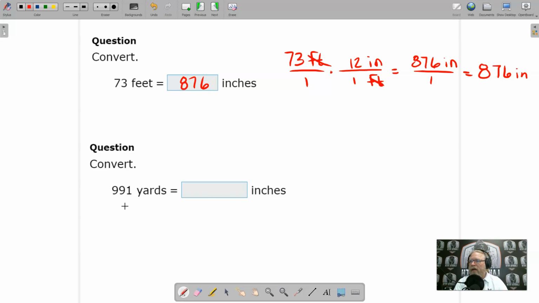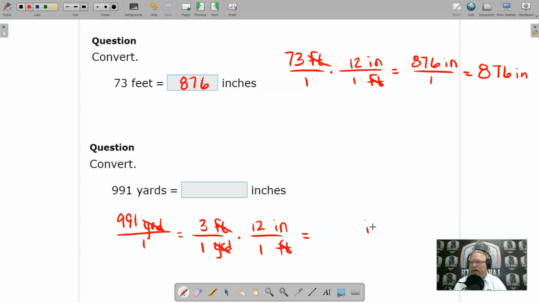Here we want to convert 991 yards, and we want to convert it to inches. Well, let's go yards to feet. I want to put this at the bottom so it'll cancel, right? And now I want to go feet to inches, and again, I'm putting it at the bottom so those will cancel. So let's plug in our numbers. 1 yard is 3 feet. And 1 foot is 12 inches. Yards will cancel yards. Feet will cancel feet. So all we're left with is inches, correct?